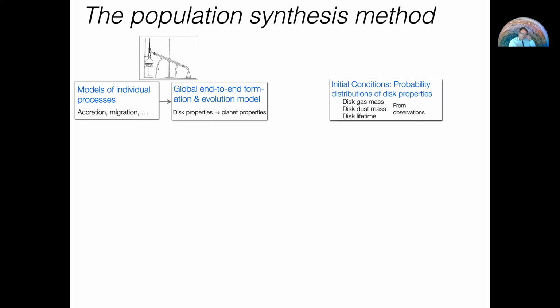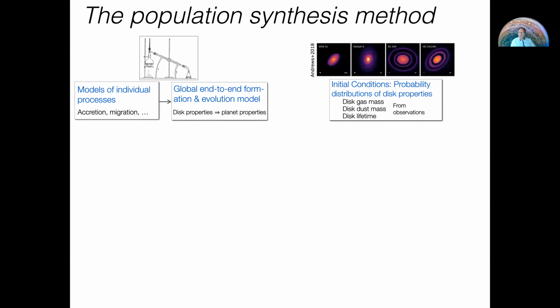So we then want to run these global models not always for the same initial conditions, but for a choice of different initial conditions. And these initial conditions are the properties of protoplanetary disks, and they should reflect how likely certain disk properties are in reality. And we'll come back to that later on. So here we have again some of these examples. So we have now this probability distribution of these initial conditions.